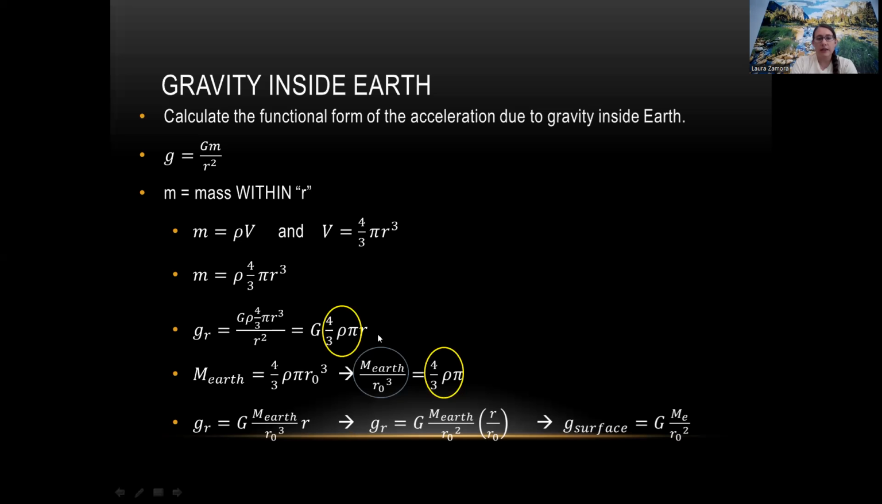So we can plug this into our above equation, right? Because we have that similar factor, 4/3 rho times pi. So if we plug in the mass of the earth over r0 cubed for that term, we get this result. Little g at that radius, the acceleration due to gravity at some random radius, equals big G times the mass of the earth divided by the radius of the earth cubed times the radius that the ball is currently at.